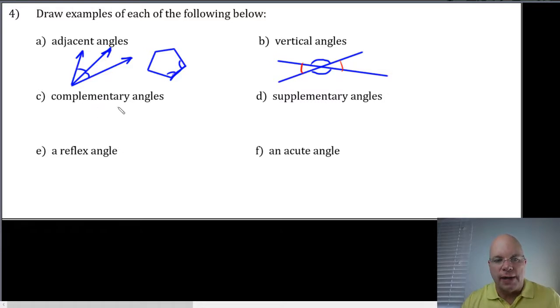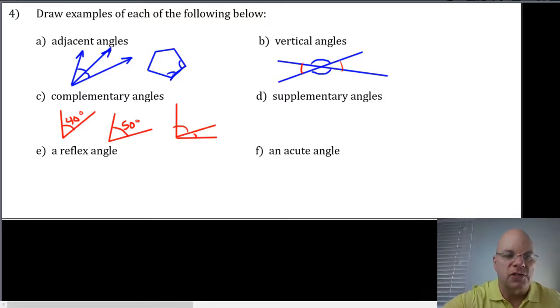Complementary angles are two angles with a sum of 90 degrees. They don't have to be adjacent, so I'll just draw a 40-degree angle here and a 50-degree angle here. And since they add up to 90, they're complementary angles. If you show them adjacent to each other, you could just start by making a right angle and then make the other ray anywhere inside of that right angle, because then these will be your complementary angles.